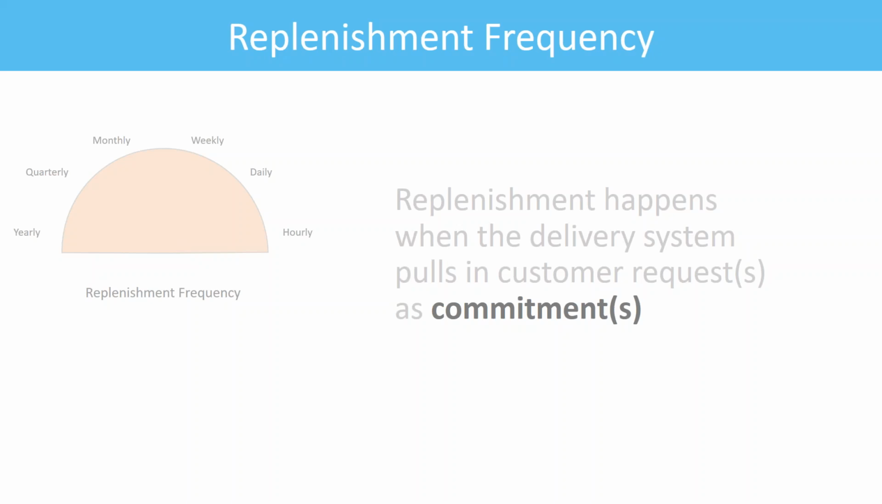Well, in our definition, replenishment happens when the delivery system pulls in customer requests as commitments. And we bolded the word commitments because it's really important to know it's not just anything that's in our backlog. It's not just anything that got asked by your customer. It's an agreement between the service provider and the customer as a commitment to do something.